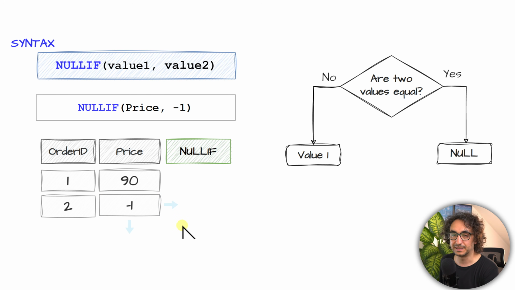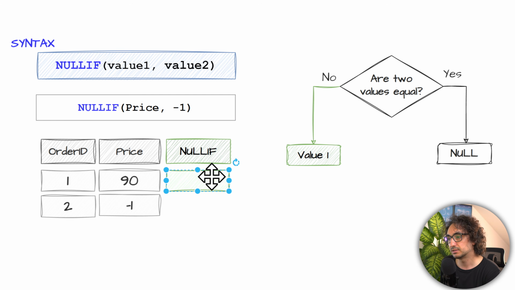Let's check this very simple example. We have two orders. So SQL is going to start with the first order and check the first value. So what is the first value? It is the price. So here we have a 90. SQL is going to check, is 90 equal to -1? Well, no. That means SQL is going to execute this path. So in the output, we will get the first value, which is 90.